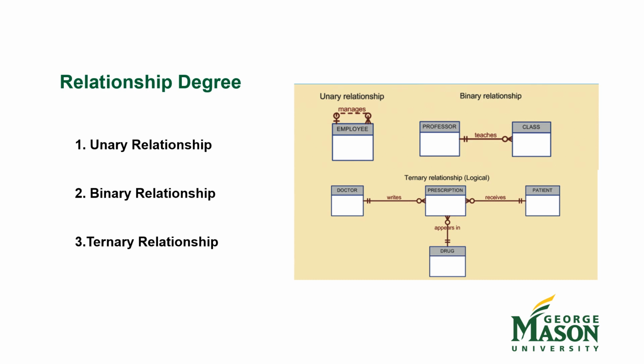Ternary relationship. A ternary relationship involves three entity types. For example, a patient entity might have a relationship with a doctor entity and a prescription entity, where each patient can have multiple prescriptions from different doctors.